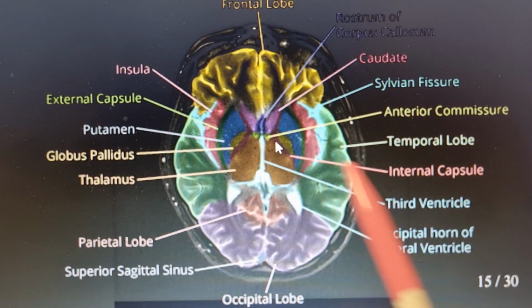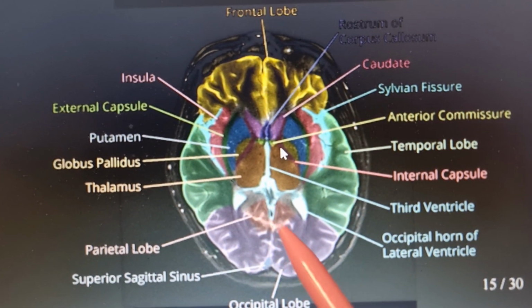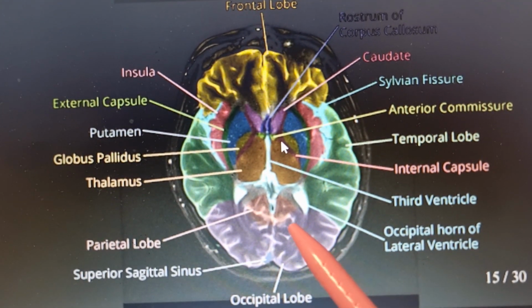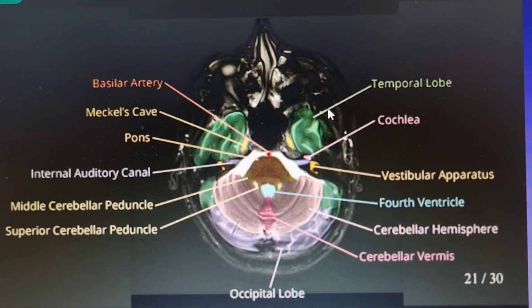And this is the third ventricle. Behind, the fourth ventricle comes. This is the occipital horn of the lateral ventricle. Okay, so we will see another image.